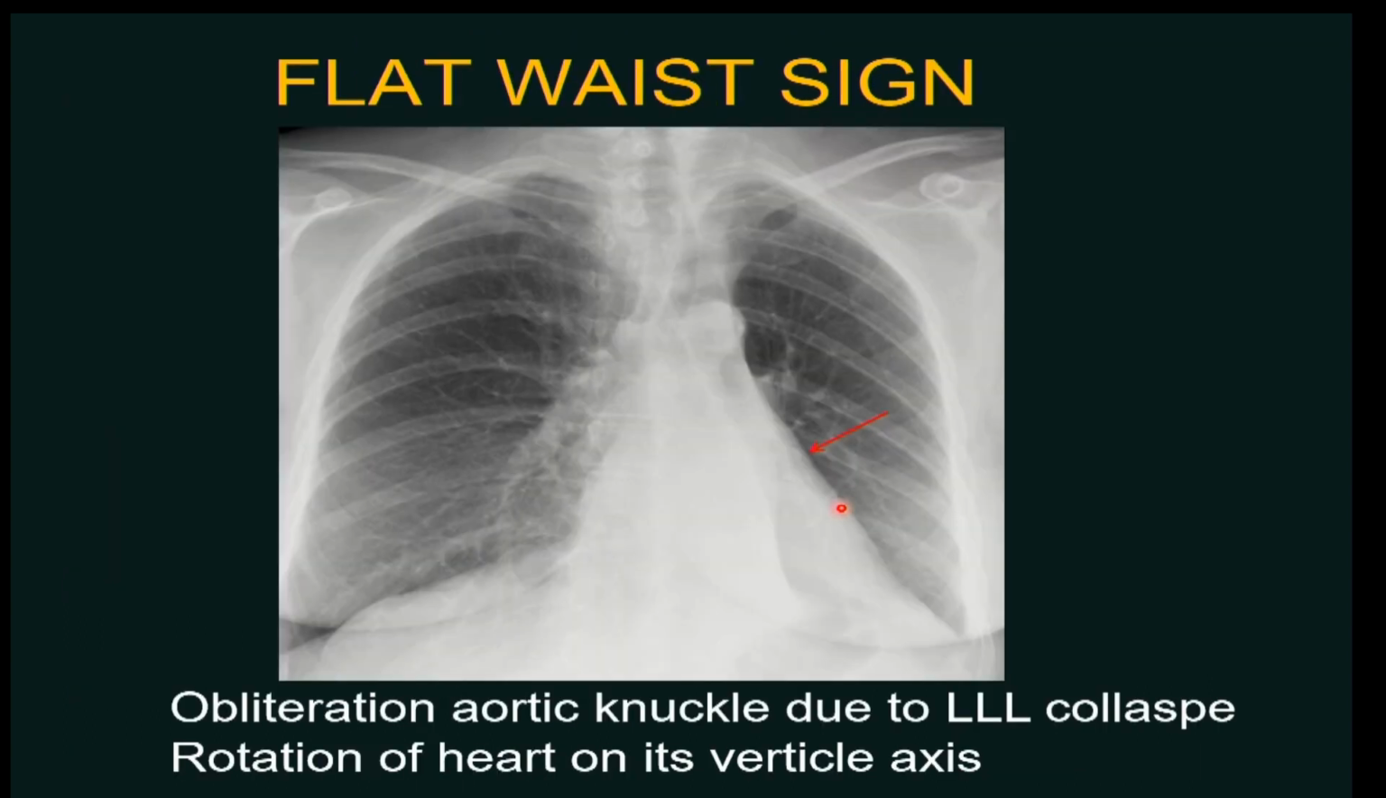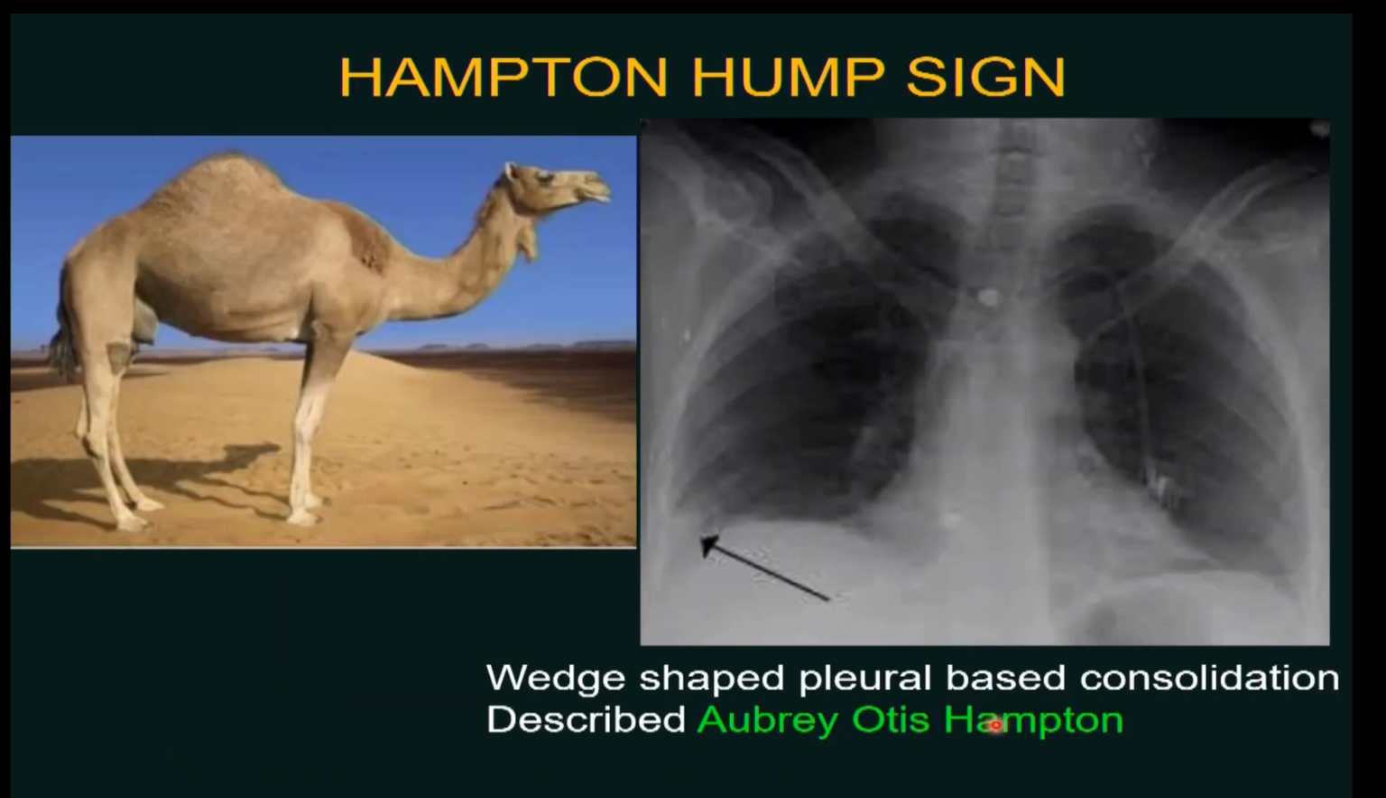We are just towards the end, two more slides. Fallen waist sign, this can resemble straightening of the left heart border, usually seen in cases of mitral stenosis. But this is not mitral stenosis, this is a case of left lower lobe collapse. When the left lower lobe collapses, the heart on its vertical axis is slightly tilted, twisted. So the aortic knuckle, which we normally see very easily, is not seen that easily. This is a clue that there is something going wrong behind the heart. It needs further investigations and you can confirm later.